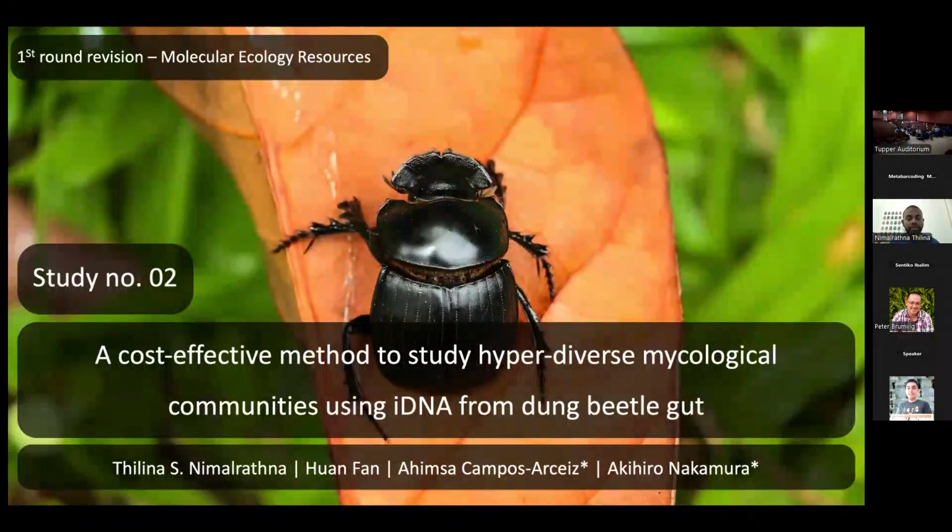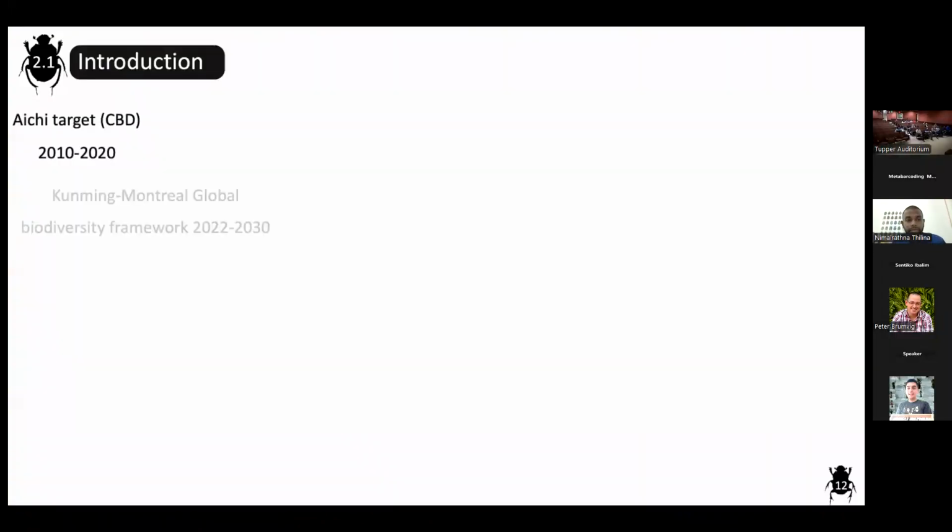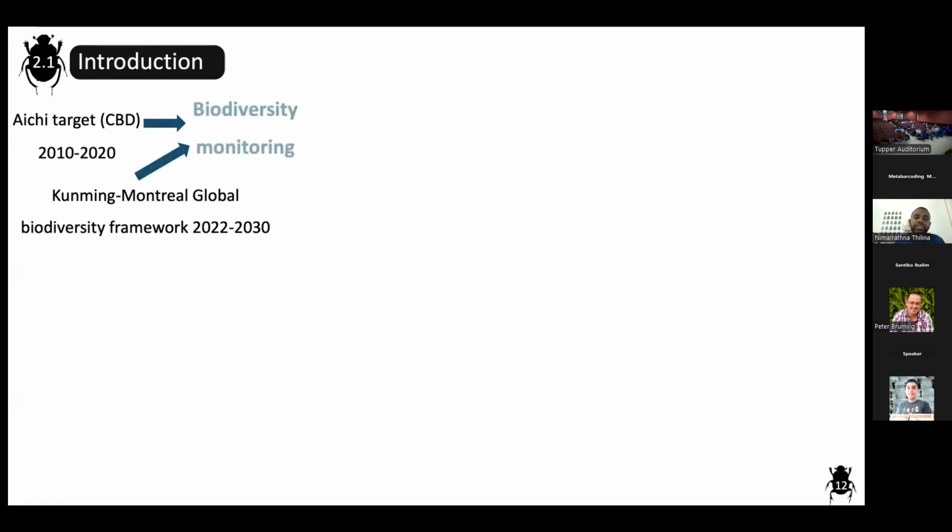So let's go to the second study, which is under first revision in Molecular Ecology Resources now. There we looked at whether eDNA from the dung beetle gut can be used to sample fungi. It is known that all these biodiversity frameworks highlight species monitoring, because biodiversity monitoring is crucial to make and implement conservation decisions.